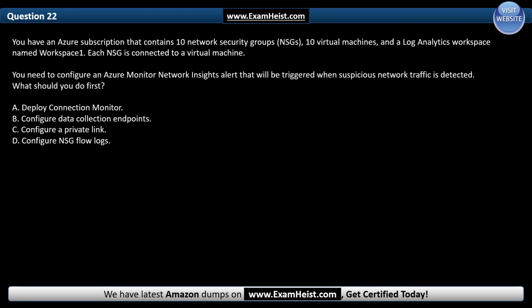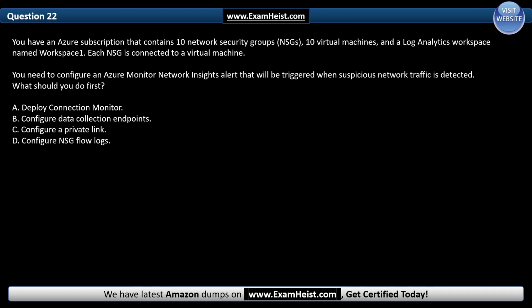Question 22. You have an Azure subscription that contains 10 network security groups, 10 virtual machines, and a Log Analytics workspace named Workspace1. Each NSG is connected to a virtual machine. You need to configure an Azure Monitor Network Insights alert that will be triggered when suspicious network traffic is detected. What should you do first? The correct option is D.